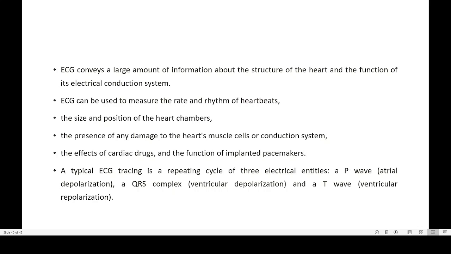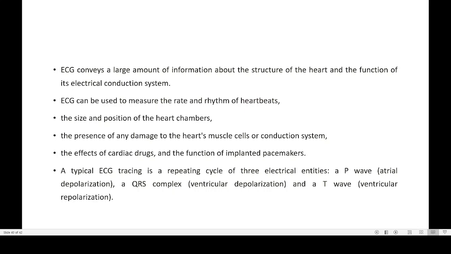Then the size and position of the heart chambers. If there are any abnormal changes in the size of the heart chambers, if they are shrinking, or if the blood is not properly flowing from the heart, all this will be indicated by the ECG. Also the presence of any damage to the heart muscle or conduction system. For example, if the heart muscle is not very effective or is weak, then the contraction may not be proper. Then the effect of cardiac drugs and the function of an implanted pacemaker.